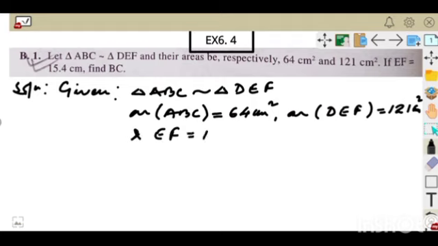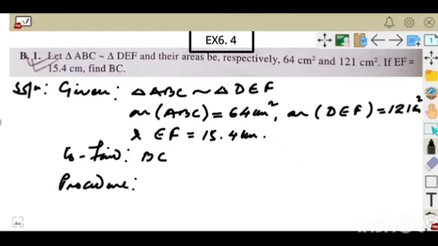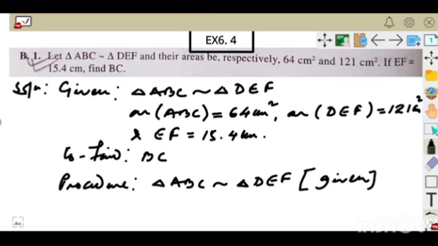And at the last we have EF, which is 15.4 cm. Next I'll write 'to find'. We have to find the length of BC. Okay, next I'll start the procedure. In the procedure, first let me write triangle ABC is similar to triangle DEF. This is given by the question, so let me just write 'given' here.